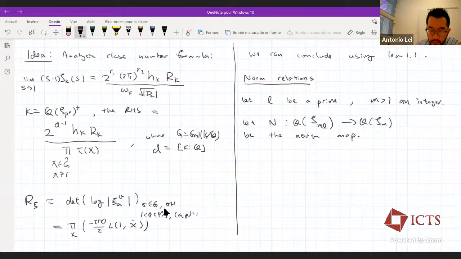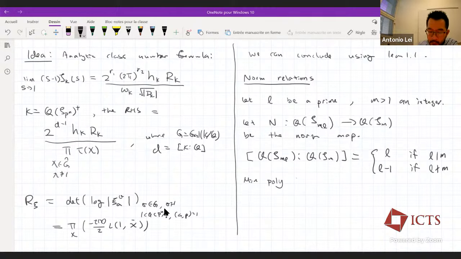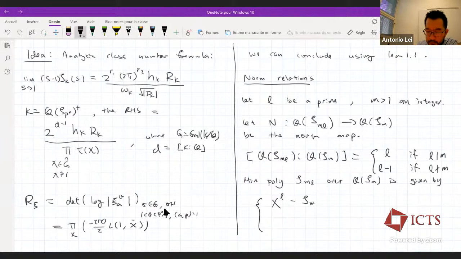Okay, and so this extension, when you go from the mLth cyclotomic extension to the mth cyclotomic extension, the degree is either L or L minus 1, depending on whether L divides M or whether L does not divide M. And so you can then ask what is the minimal polynomial of zeta ML over Q(zeta M), and it is given by, you can just try to work it out, and it turns out to be x to the L minus zeta M if L divides M.